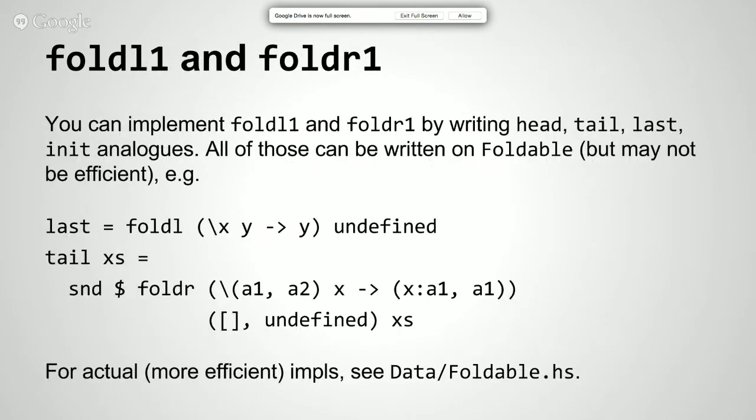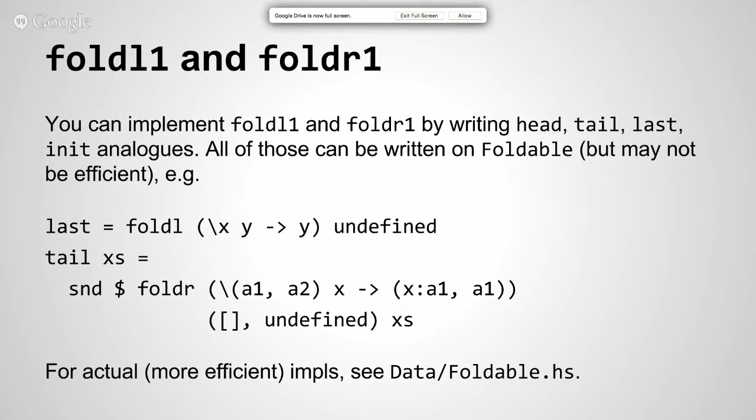Fold L1 and fold R1, the way that you get those is you write analogs of head, tail, last, and all those list functions. Quite a number of them can be turned into foldable functions, not necessarily efficient. But for example, if you wanted a foldable last, you could do a fold left of the function that takes x and y, throws out the x, and returns a y.